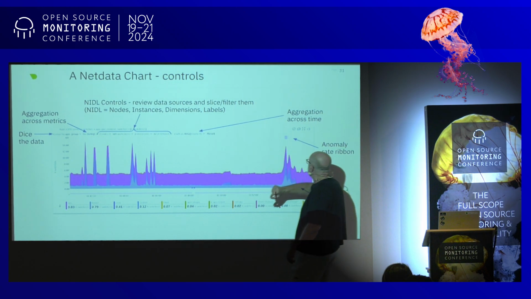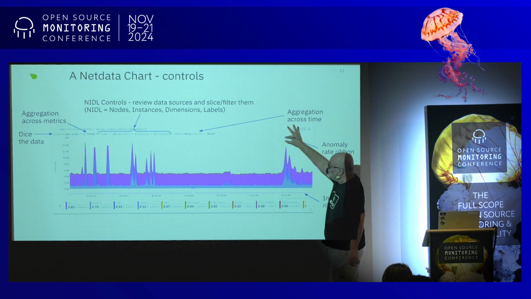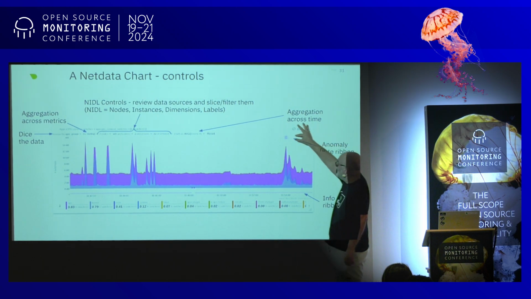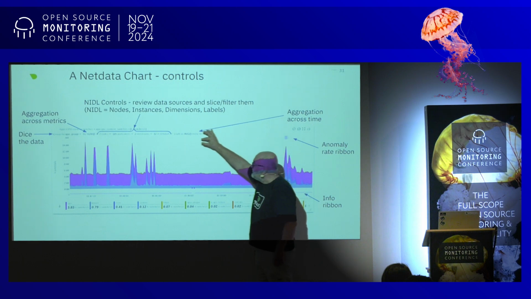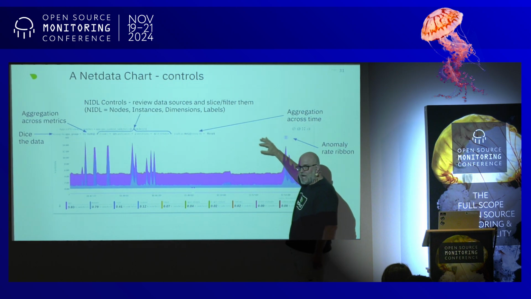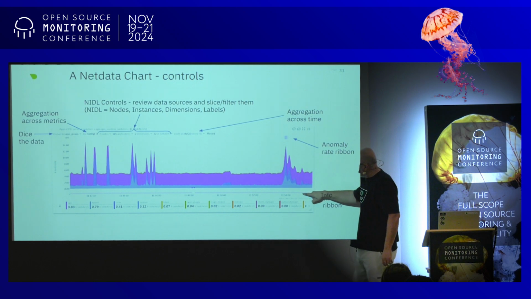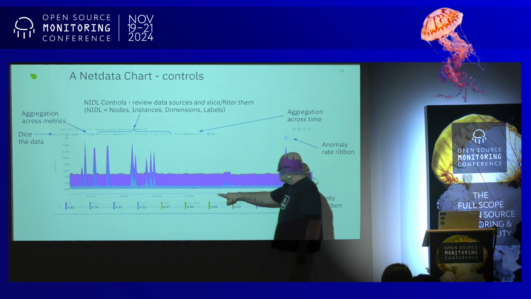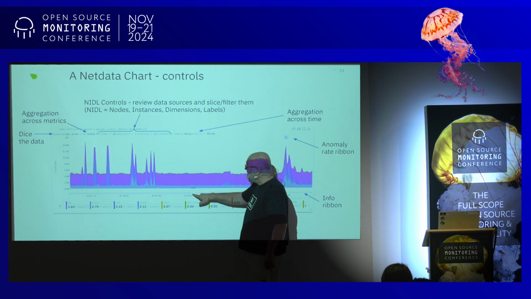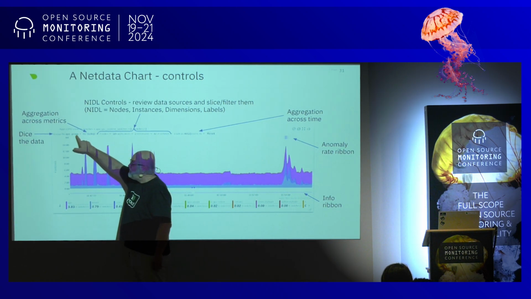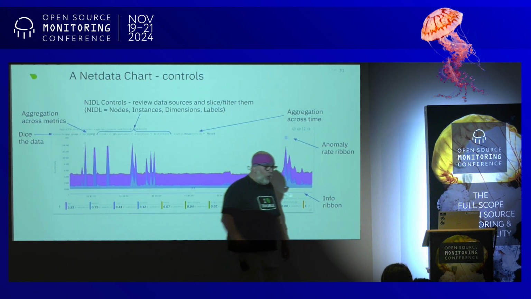There is an anomaly ribbon here. Sorry, guys, it's not very well visible. There is an anomaly rate ribbon here. So this shows the anomaly across time for the entire data set. There is an info ribbon here, which shows exceptions. Data are missing. You see this? Data are missing here. And there are also aggregation functions and grouping functions on every chart.